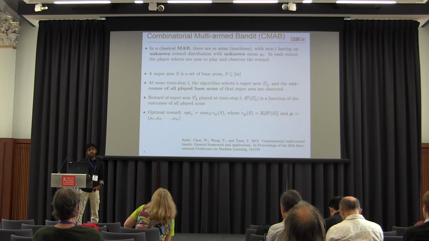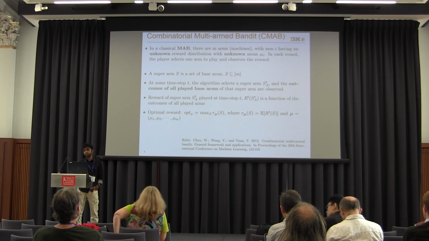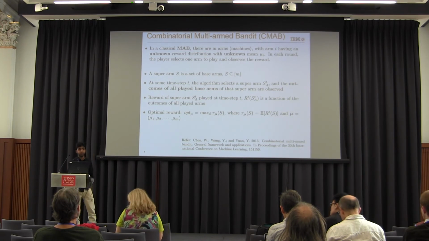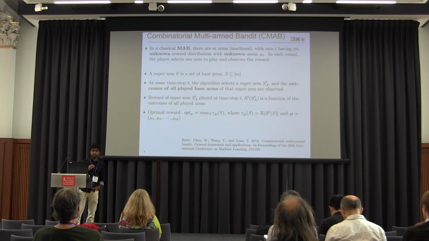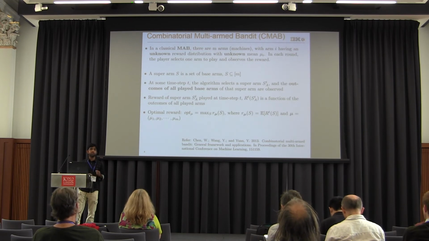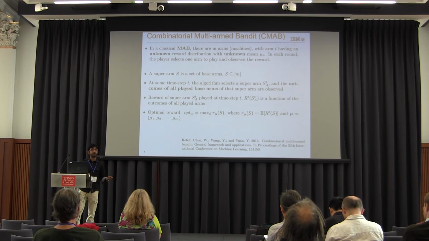Typically there are M arms, like gambling machines, with arm i having an unknown reward distribution with unknown mean. At each round the player selects one arm to play and observes the reward, and the ultimate goal is to maximize your total reward over time. But we cannot map our problem directly to MAB, because at each time step we select a subset of prosumers instead of a particular prosumer.